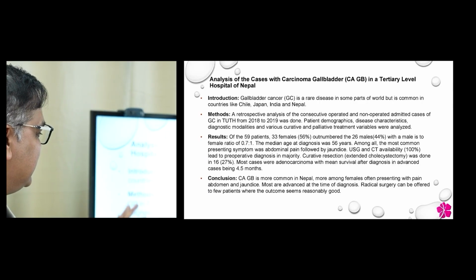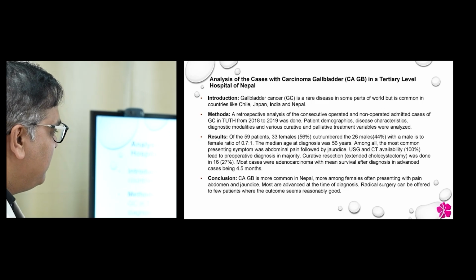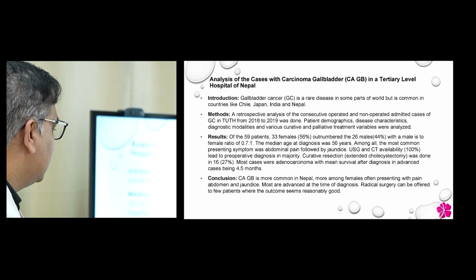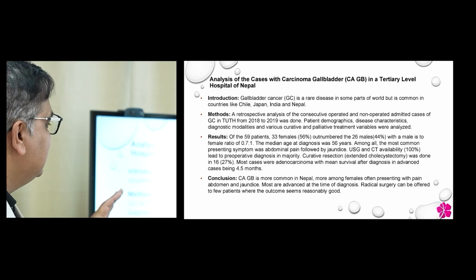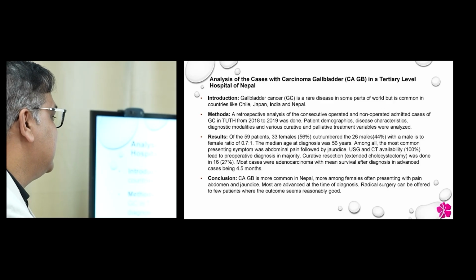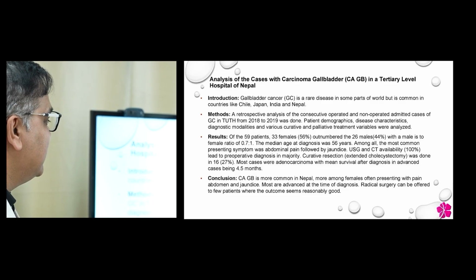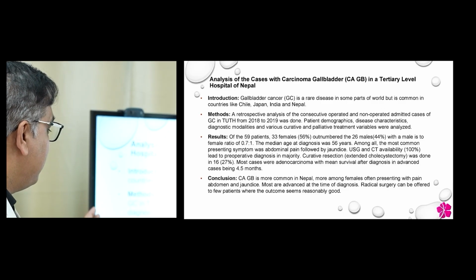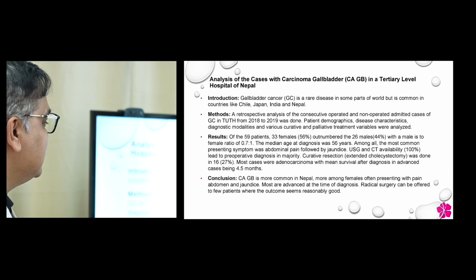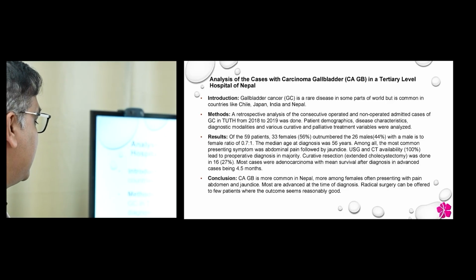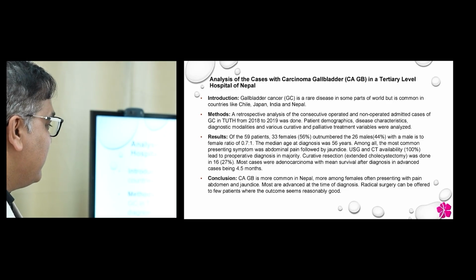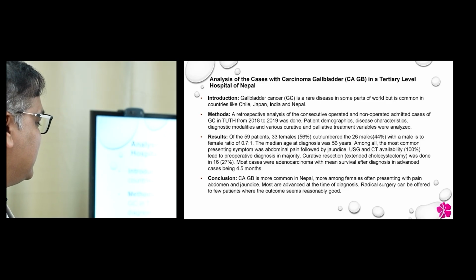Next. This is a paper published in one of our journals in Nepal: analysis of the cases of carcinoma gallbladder in a tertiary level hospital. In the introduction, gallbladder cancer is a rare disease in some parts of the world, but it's common in countries like ours. The method described is a retrospective analysis of consecutive operated and non-operated cases of gallbladder cancer from 2018 to 2019. Patient demographics, disease characteristics, diagnostic modalities, and various curative and palliative treatment variables were analyzed.